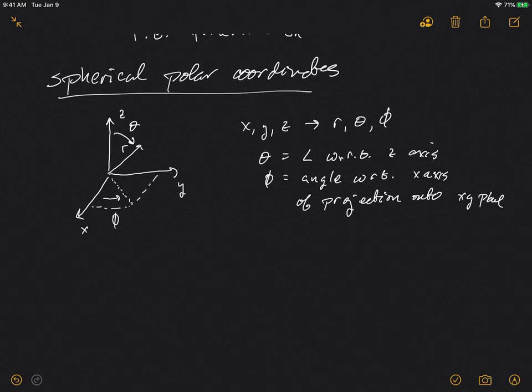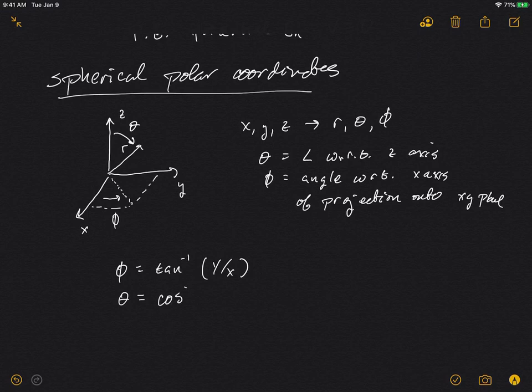Okay, and then we can come up with some relationships based on trigonometry here. Phi is going to be the arctangent of y over x. Theta is going to be arc cosine z over r.